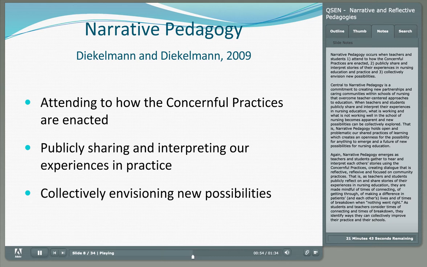Again, narrative pedagogy emerges as teachers and students gather to hear and interpret each other's stories using the concernful practices, creating dialogue that is reflective, reflexive, and focused on community practices. As teachers and students publicly reflect on and share stories of their experiences in nursing education, they're made mindful of times of connecting, of getting through and making a difference in patients' or in each other's lives, and of times of breakdown when nothing went right. As students and teachers consider times of connecting and times of breakdown, they can identify ways they can collectively improve their practice and their schools.